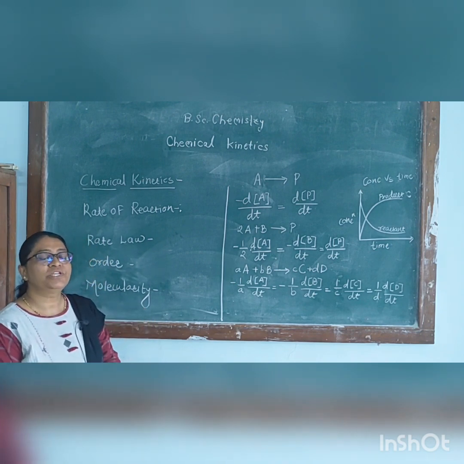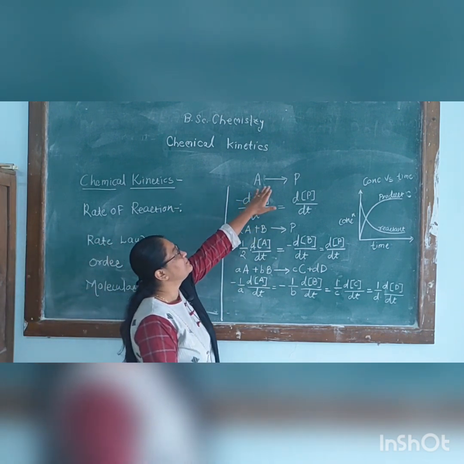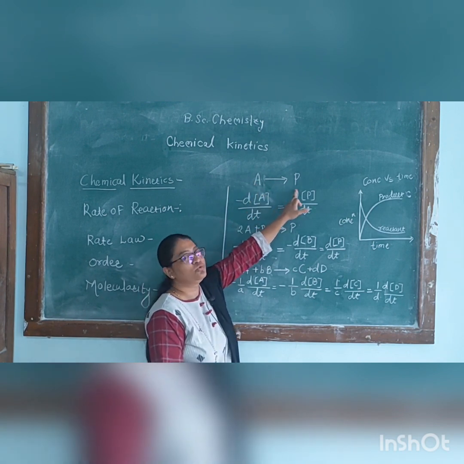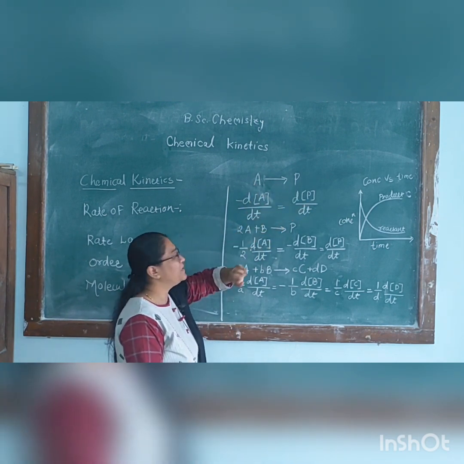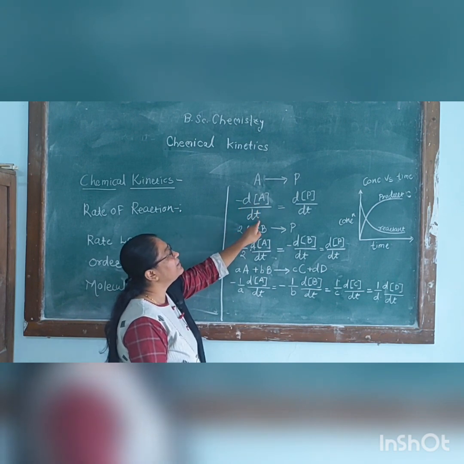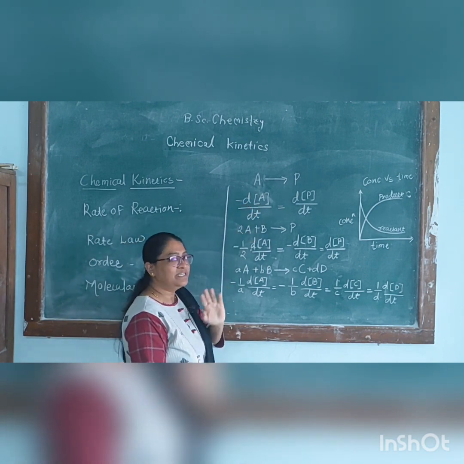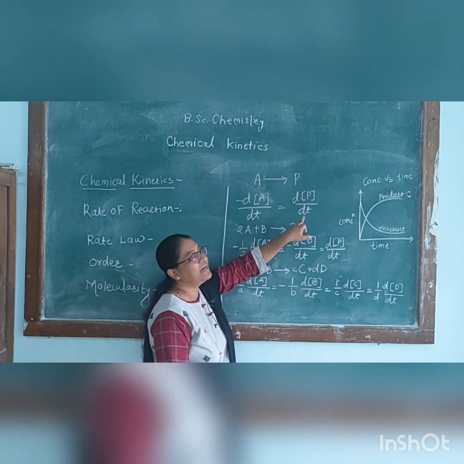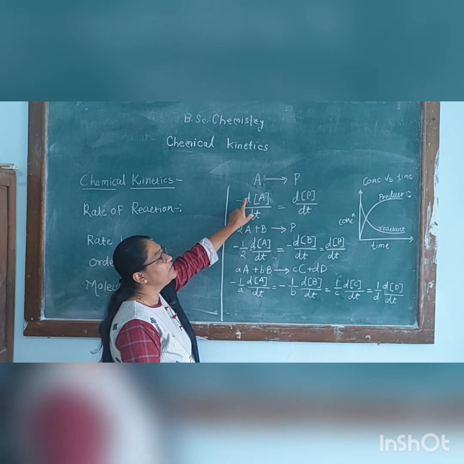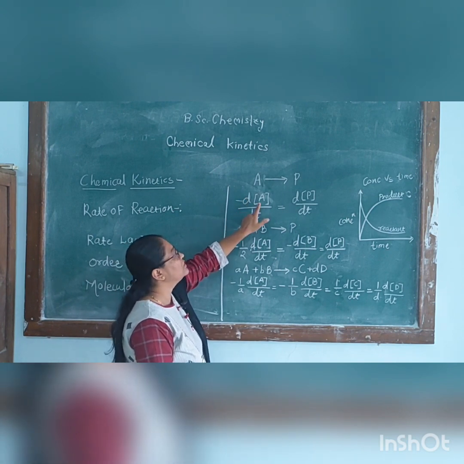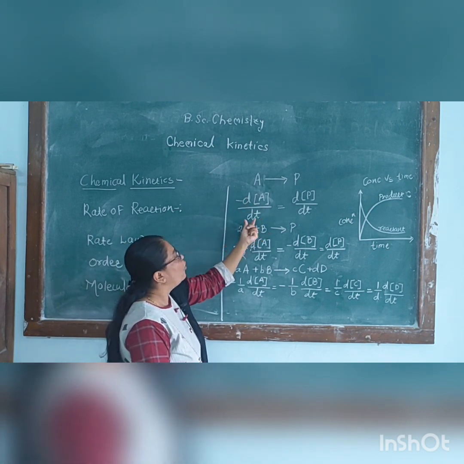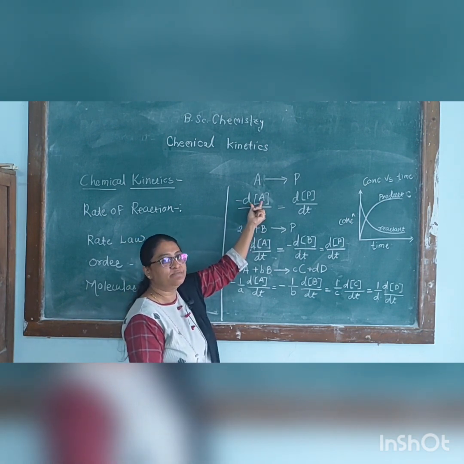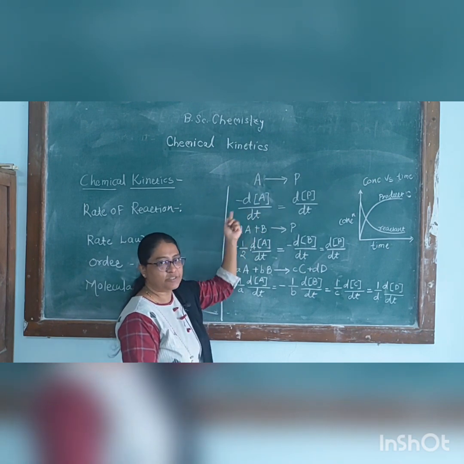This rate of reaction is expressed as follows. This is the simple first reaction we are taking: the reactant A converts into the product P. The rate is expressed as minus dA by dt with respect to the reactant, or it may be expressed in terms of product as dP by dt. Here the derivative of the concentration with respect to time is taken. Over a small time interval, the change in the concentration is measured, and this is how the rate is expressed.